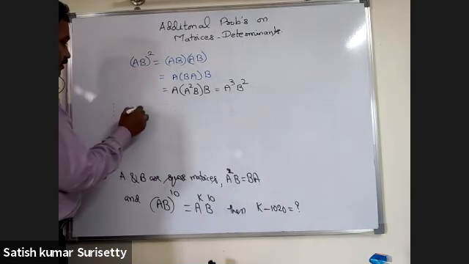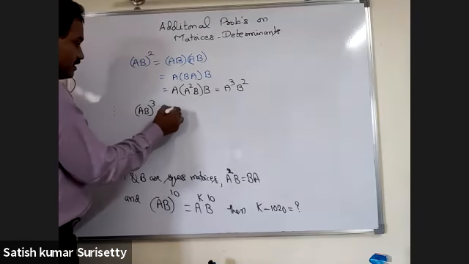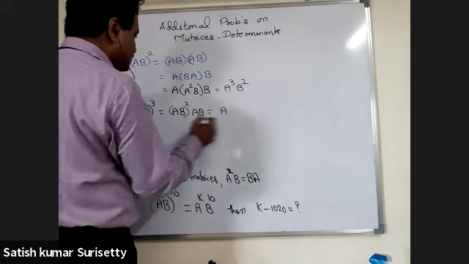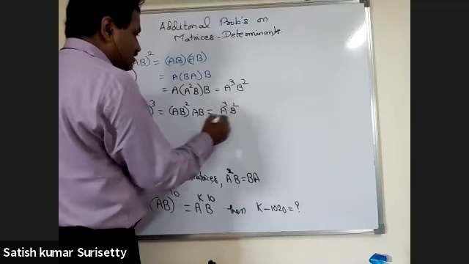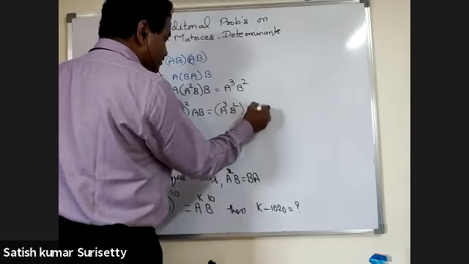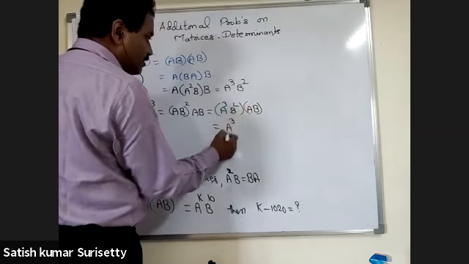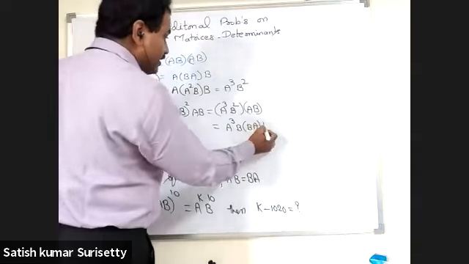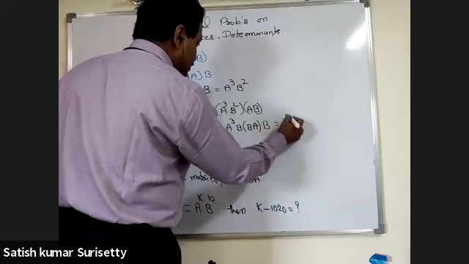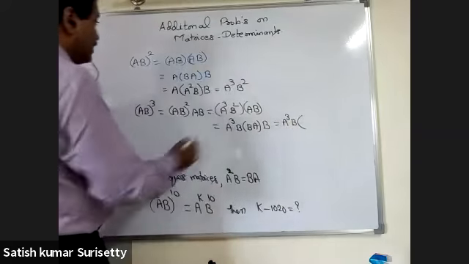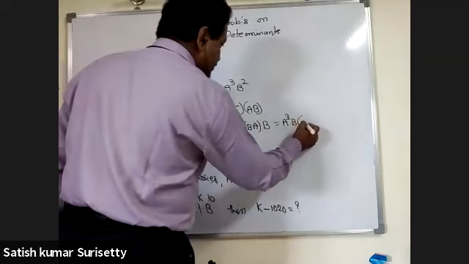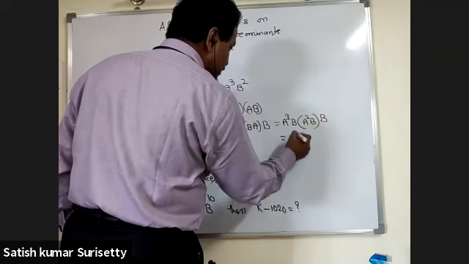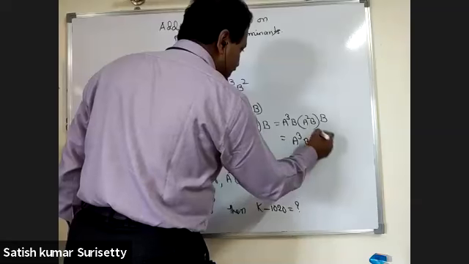Now let us calculate (AB) whole cube. That means (AB) whole square into AB, which is same as A cube B square into AB. So this again you can rewrite as A cube B into BA. One B I am keeping here, BA into B, so which is same as A cube B. Now replace BA. What is BA equal to? A square B into B. That means this will be same as A cube B A square into B square.